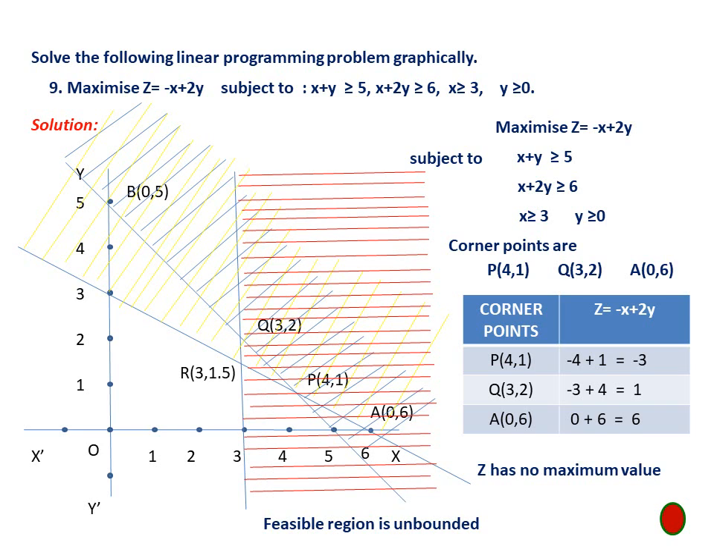Z has no maximum value, because you see here what happens is, if you keep on taking different values, it is unbounded. Z keeps on increasing as you go in this direction. The corner point is this one, but since it is unbounded, the feasible region is unbounded. Therefore sometimes it has a minimum but no maximum subject to this condition. This is the problem with this type of question, the unbounded region.